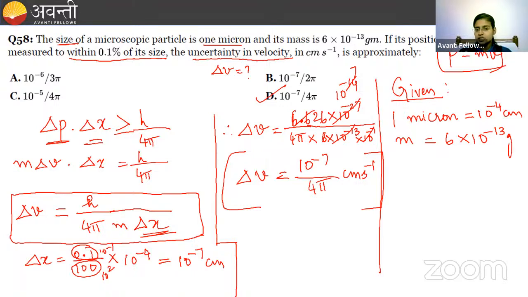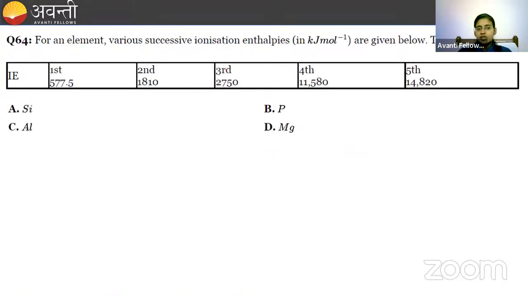Clear? So use the Heisenberg's uncertainty principle formula and apply the given information. You will get the answer. All right, so now let's go for question number 64. For an element, various successive ionization enthalpies are given below. The element is. So let us observe the ionization energy values of the element.